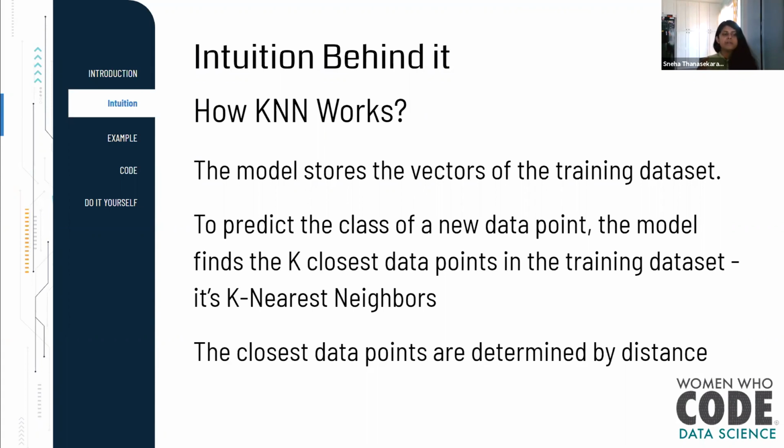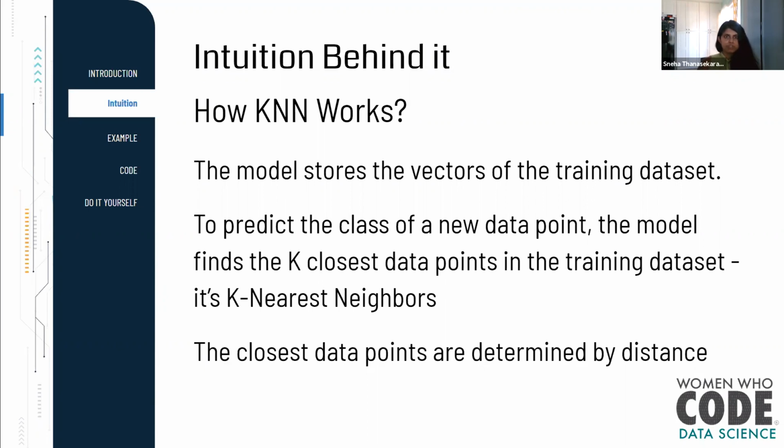But when a new data point comes in to predict the class of this new point, the model finds the k closest data points in the training data set. Its k nearest neighbors. The testing or prediction phase is when all the computation happens. As we said before, the closest data points are determined by the distance metrics.